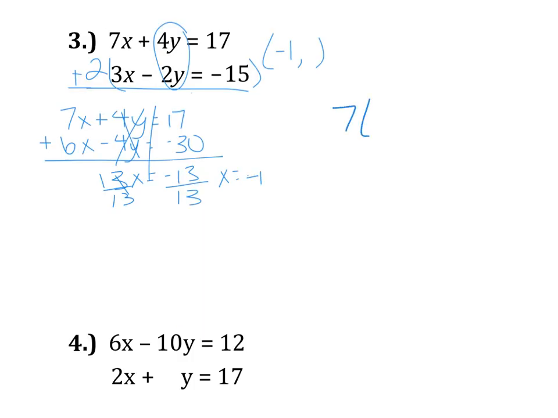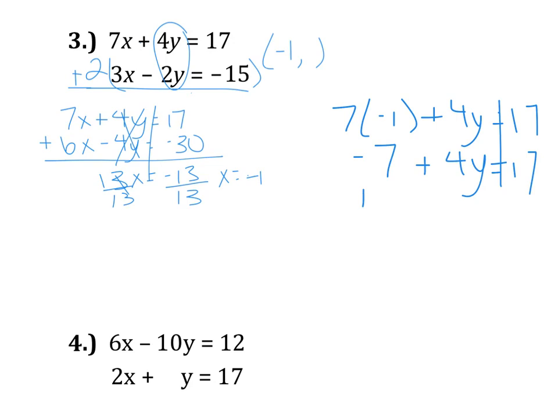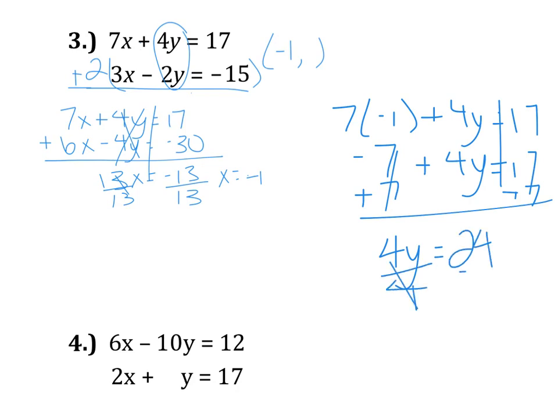So I'm going to take 7 times my negative 1 now, since that's x, plus 4y equals 17. So we get negative 7 plus 4y equals 17. Add 7 to both sides. So it leaves us with 4y equals 24. And then we can solve for y to get y is 6. So our ordered pair is going to be negative 1, comma 6. And again, you can go back and check that to make sure it's correct.